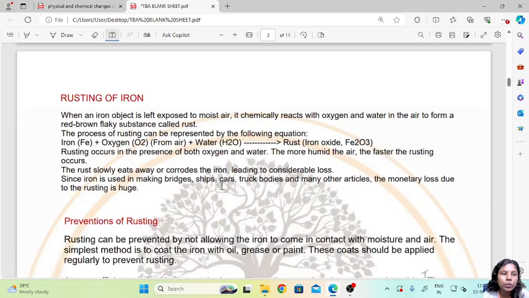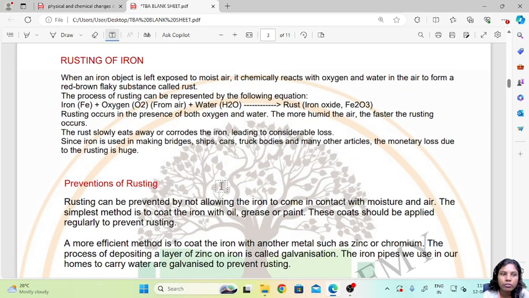In today's video, we will discuss two very important phenomena, that is rusting of iron and crystallization. Now, rusting of iron. When an iron object is left unattended with exposure to air and moisture, it chemically reacts with oxygen and water in the air to form a red-brown flaky substance that is called rust. This process of rusting can be represented by the following equation.